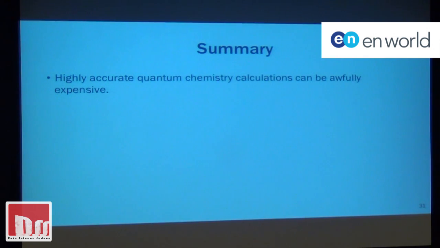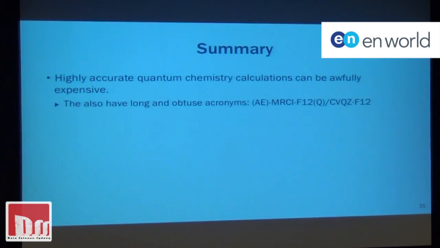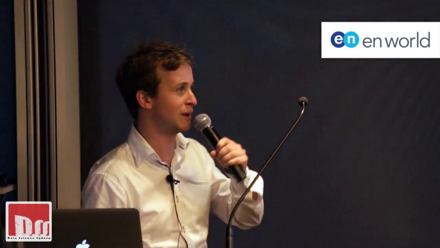So just to wrap that up, highly accurate quantum chemistry calculations can be very, very expensive. They can take weeks on a supercomputer. Just as a brief note, they also have really long and dumb acronyms. That methane surface I talked about before, they used AE-MRCI-F12 (Q) CVQZ-F12, whatever that is.